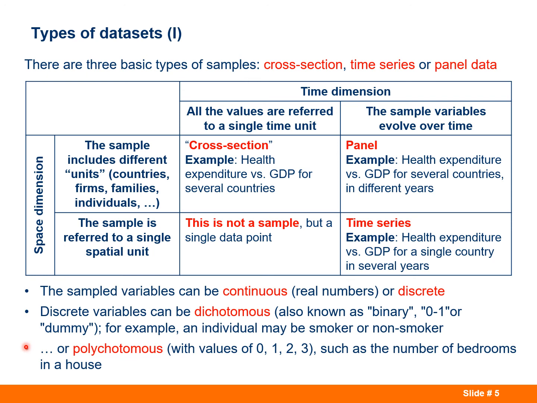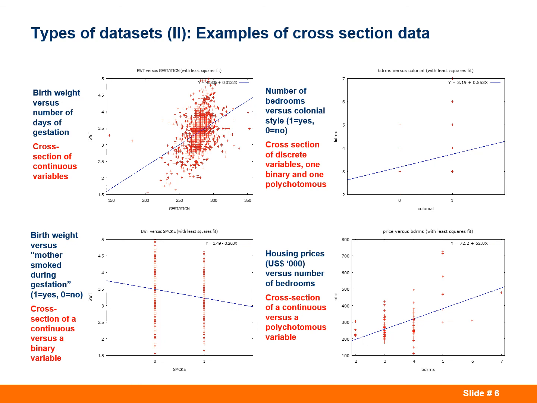Or the variable can be polychotomous, with values 0, 1, 2, 3, 4, for example, the number of bedrooms in a given house. Let's look at some examples with cross-section data. The first example is birth weight versus number of days of gestation. Gestation is here on the x-axis, and this is birth weight. You see that you have a clear cluster of data points. Each data point is a combination of period of gestation and birth weight.